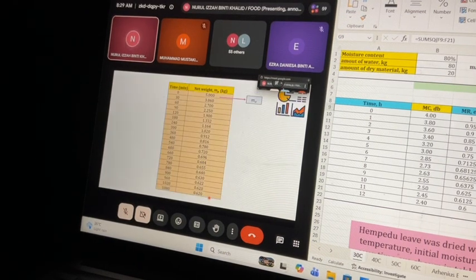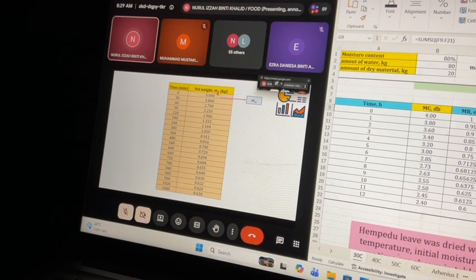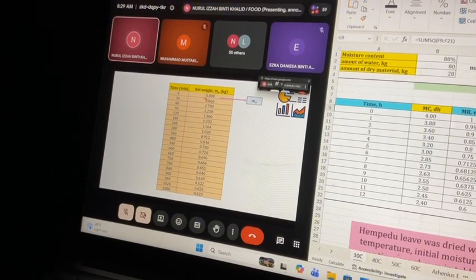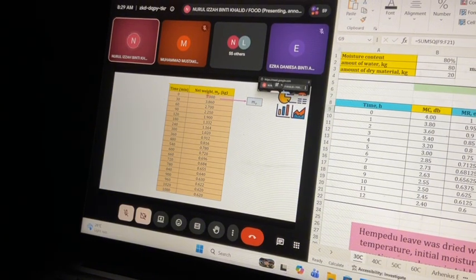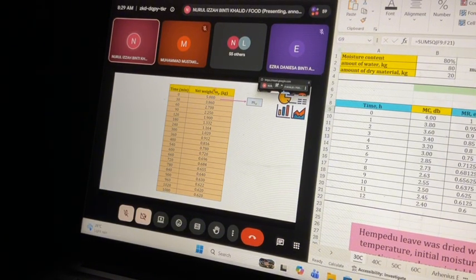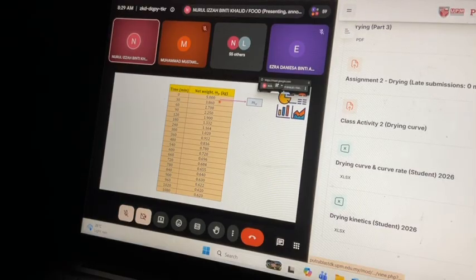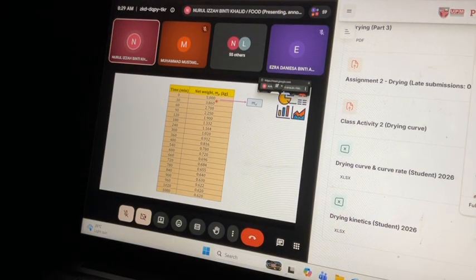First, this is your raw data, and this is your initial mass. You can see that we are doing the lab for 70 hours, and you weigh your product every 30 minutes, and the initial product is 5 kilogram.